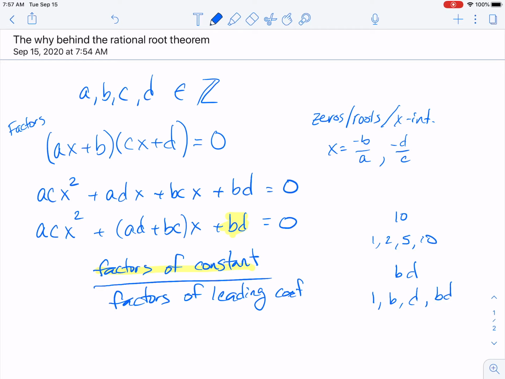Let me just change our requirements. As I worked through this, I thought of a better way to say this: a, b, c, and d are prime. That way b over 2 isn't an integer, and that sort of thing. If those are prime, then the factors of bd would include 1, b, d, or bd, just like the factors of 10 would be 1, 2, 5, and 10.